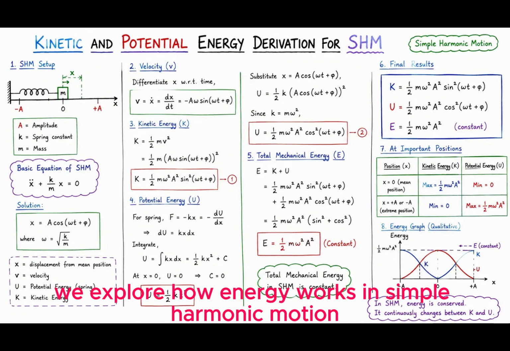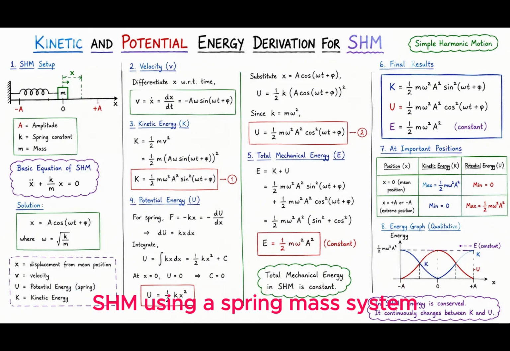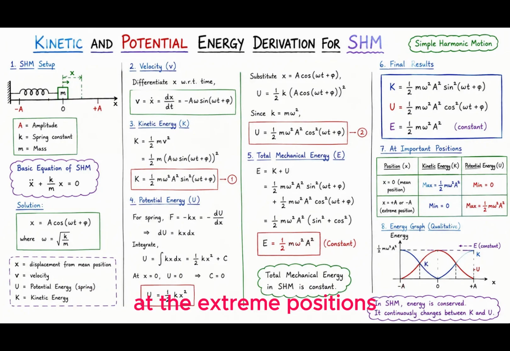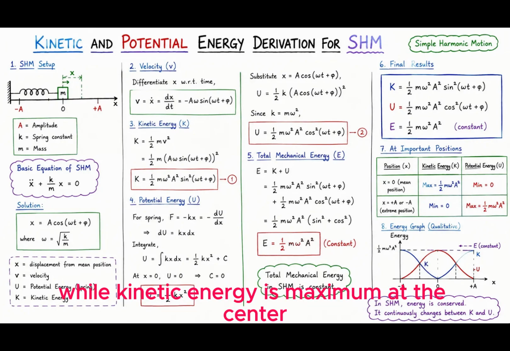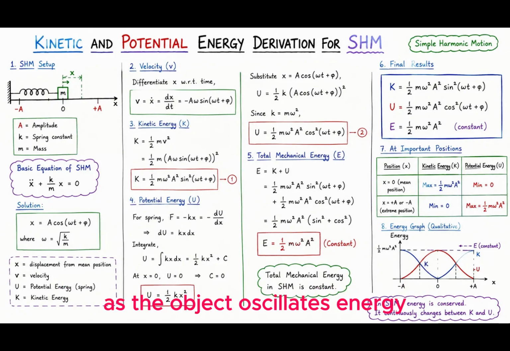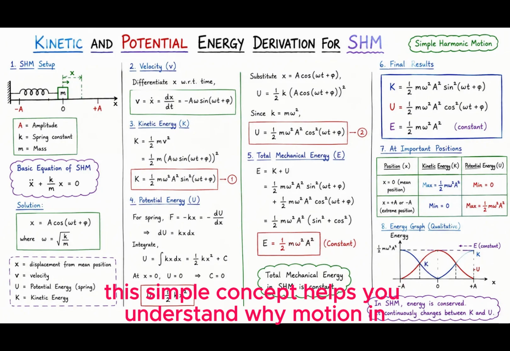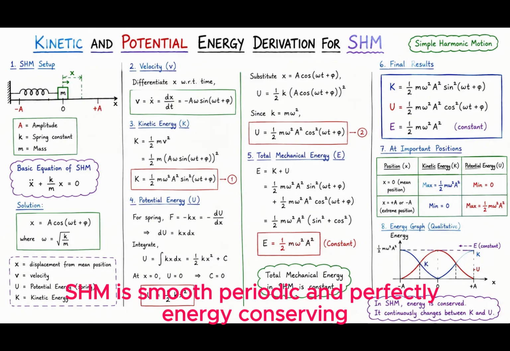In this video, we explore how energy works in simple harmonic motion, SHM, using a spring mass system. You'll learn that potential energy is maximum at the extreme positions, while kinetic energy is maximum at the center. As the object oscillates, energy continuously transforms between kinetic and potential forms, but the total mechanical energy always remains constant. This simple concept helps you understand why motion in SHM is smooth, periodic, and perfectly energy-conserving.